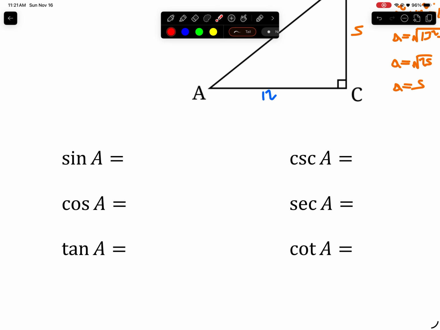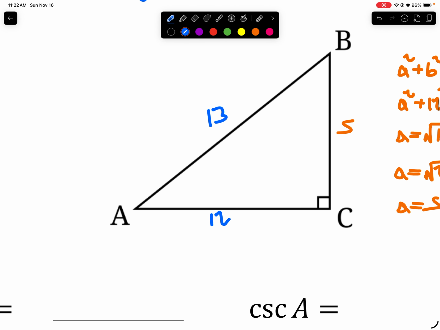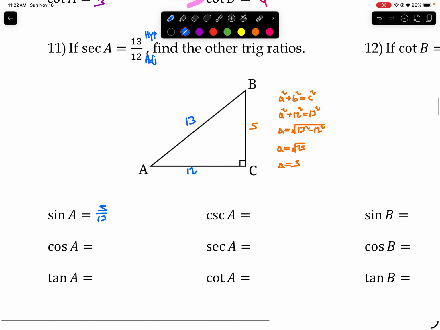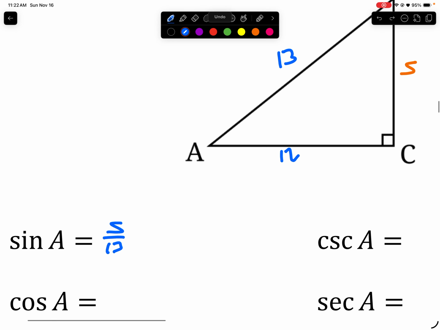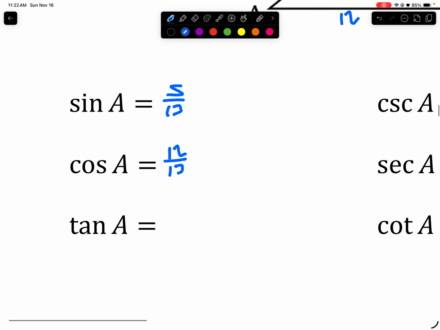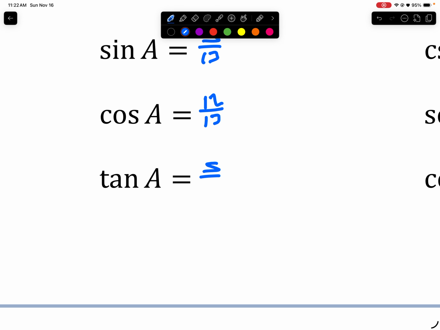Now keep in mind we're doing the 6 trig ratios, but all these values are going to be in regards to angle A. So if I'm looking at sine of A, I want the opposite over the hypotenuse, so that's going to be 5 over 13. Math is hard. And then cosine, that's going to be the adjacent over the hypotenuse, which is going to be 12 over 13. And then tangent's going to be the opposite over the adjacent, so that's going to be 5 over 12.